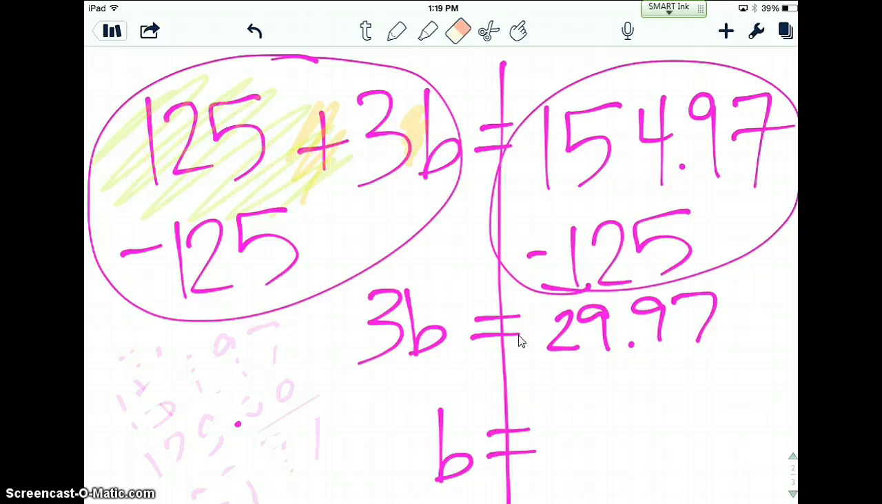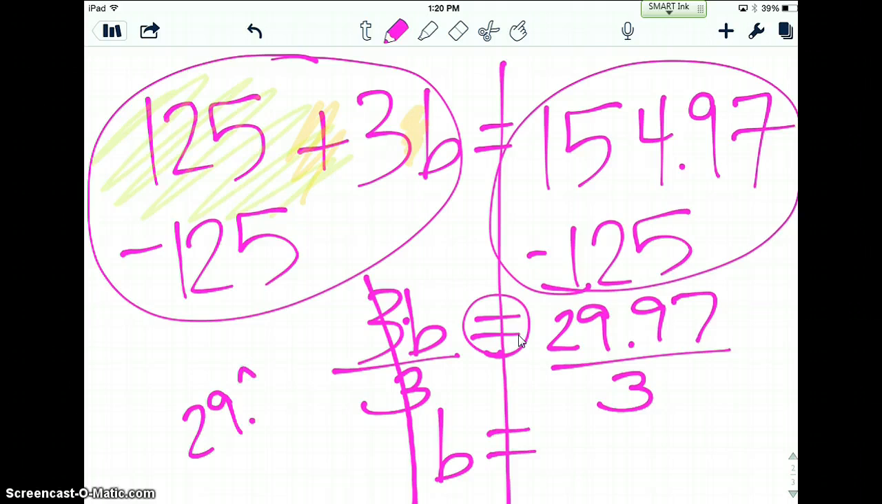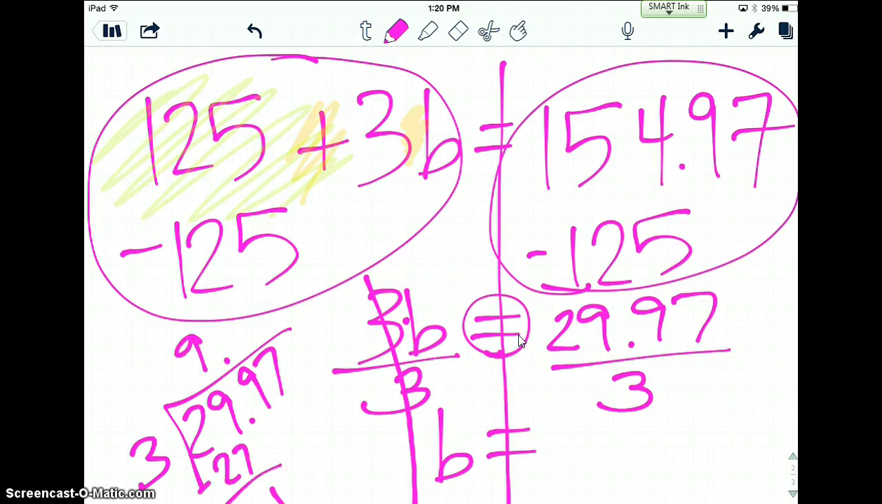So now I need that 3 to vanish. I need the multiplication by 3 to go away. So to undo the multiplication by 3, I'm going to do the opposite and divide by 3. It's an equation, so I have to do the same thing to both sides. 3 divided by 3 is 1. So I'm left with 1b, what 1b is worth, and that's what I want. And 29.97 divided by 3. And this is just simple division here, which hopefully you're following me with.